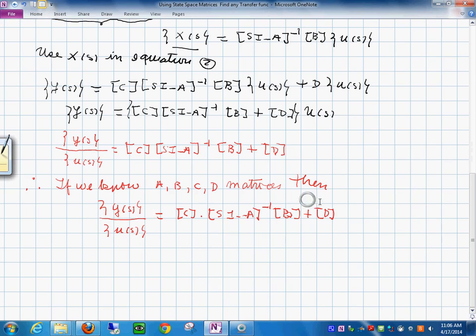Any of this, if we know all the matrices, this would allow us to find any transfer function. So this product of the matrices would allow us to find any transfer function. So in order for this to be effective, what we need is to define the outputs, right?